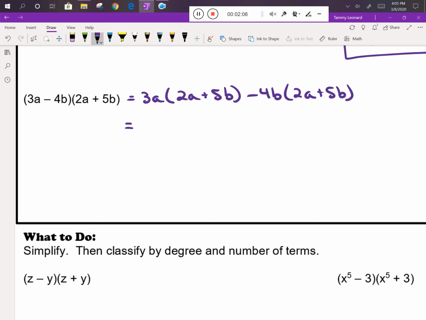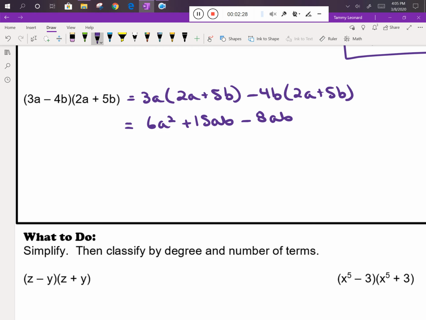When we do that, 3a times 2a is 6a squared. 3a times 5b is plus 15ab. Negative 4b times 2a is negative 8ab. Now notice I could have written ba instead of ab, because b a is the order in which the variables occur in that part of the problem.